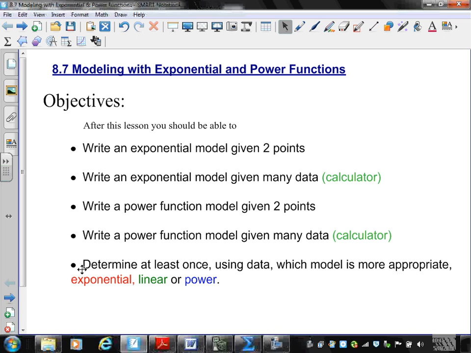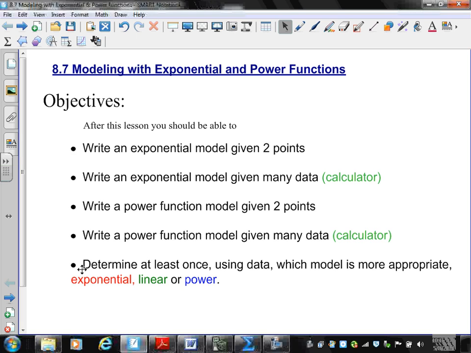Today we're going to be working on modeling exponential and power functions. This goes with section 8.7 in your textbook. And what you should be able to do today, and I know this list looks kind of long, but it actually is going to go rather quickly. These all go together here.